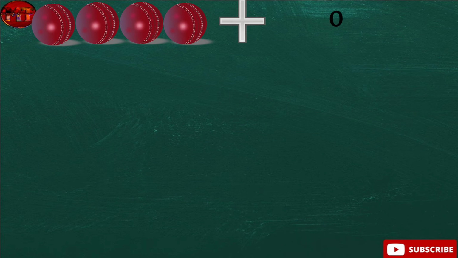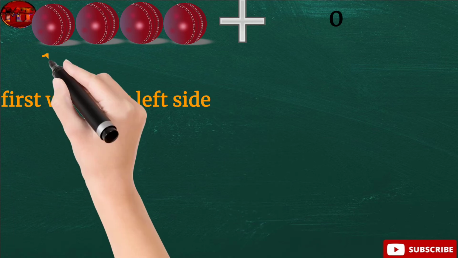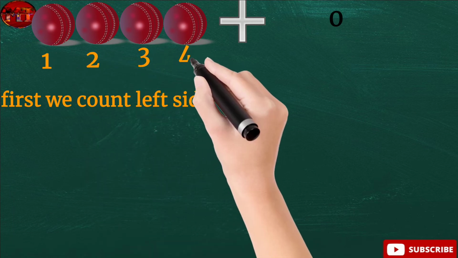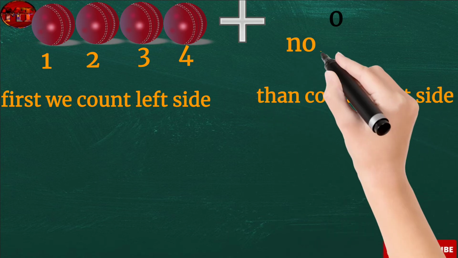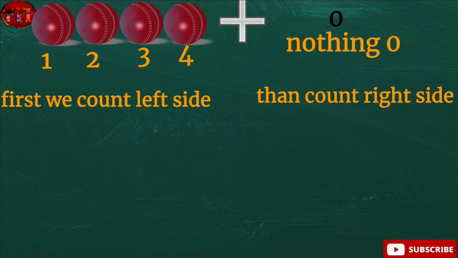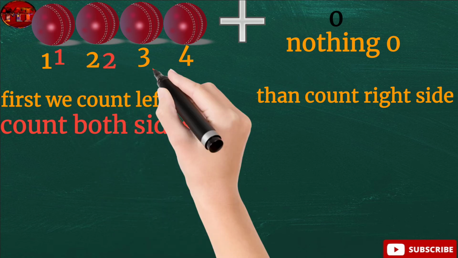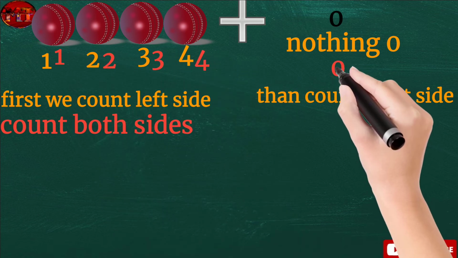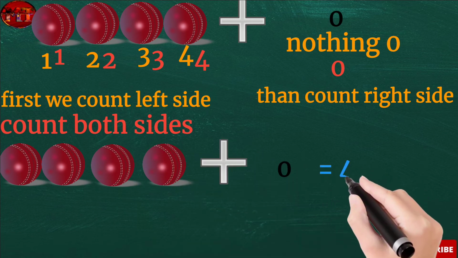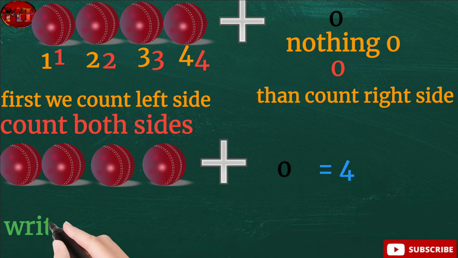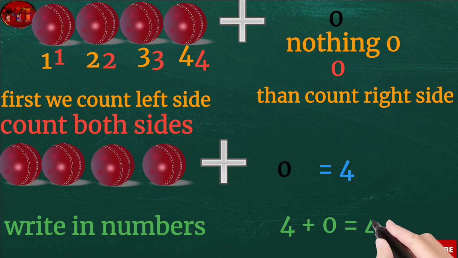4 ball plus 0 ball. First we count left side: 1, 2, 3, 4. Then count right side: 0. 0 means nothing. So we write 0. Count both side: 1, 2, 3, 4, 0. So 4 ball plus 0 ball is equal to 4 ball. Write in number 4 plus 0 equal to 4.